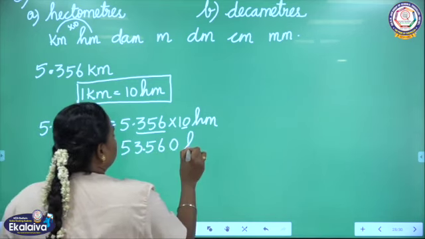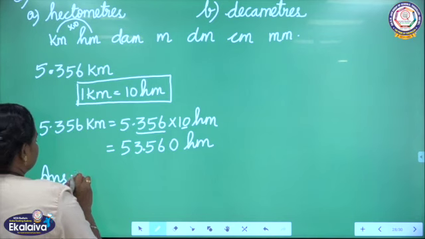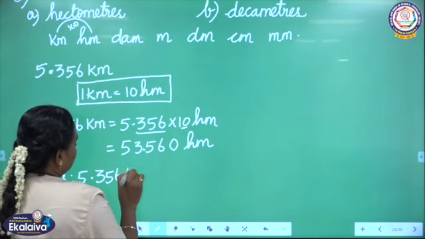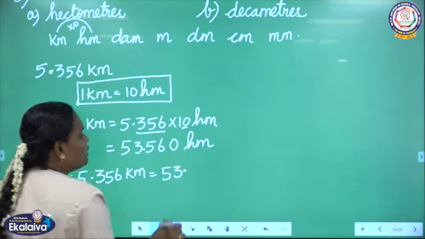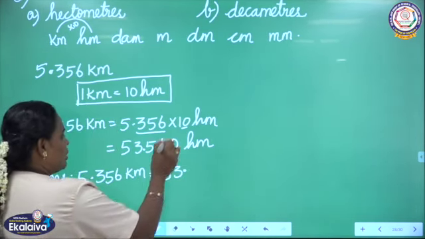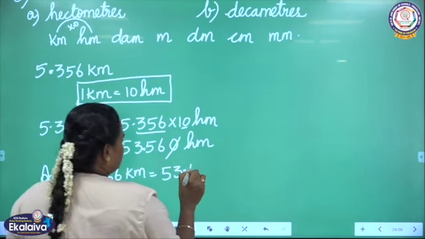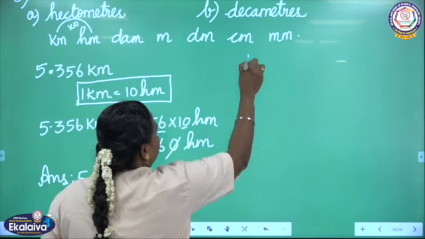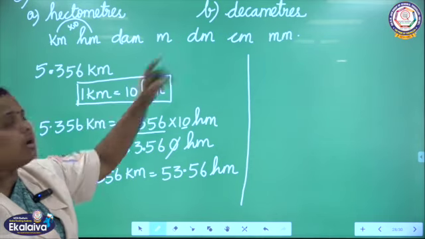Now you tell me the answer, children. 5.356 kilometer equal to 53.560 hectometer. After the decimal, if it is 0, we can take away that zero. So 53.56 hectometer. Next one, we are going to convert into decameter.